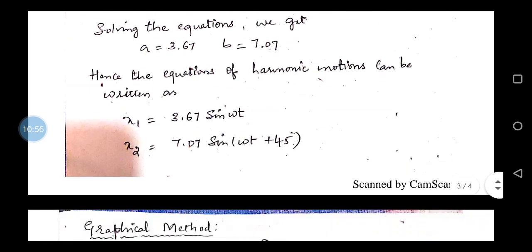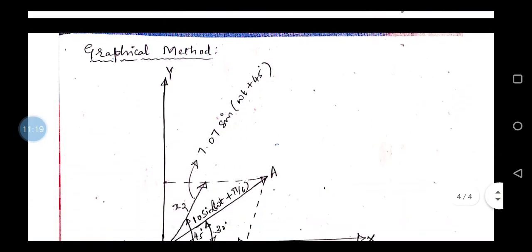Hence the equations of harmonic motions can be written as x1, which we have taken as a sine omega t. Substitute the value of a here. The value of a is 3.67, so x1 is equal to 3.67 sine of omega t, and x2 is b sine of omega t plus 45 degrees. The value of b is 7.07, so x2 is equal to 7.07 sine of omega t plus 45 degrees.